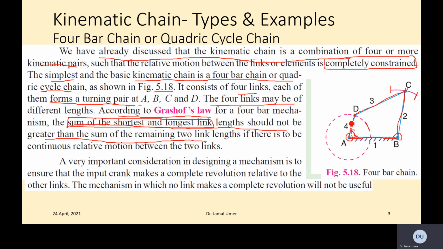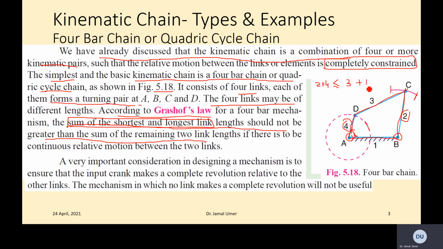For example, here, if we know the actual lengths, then we know which is the longest. Let's say we got link 2 as the longest. So what does it mean? Link 2 plus link 4, you sum both. The length should not be greater than the sum of the remaining 2 links. And we have seen Grashof's law defined like this: it should be less than or equal to the sum of the other 2, which is 3 plus 1.